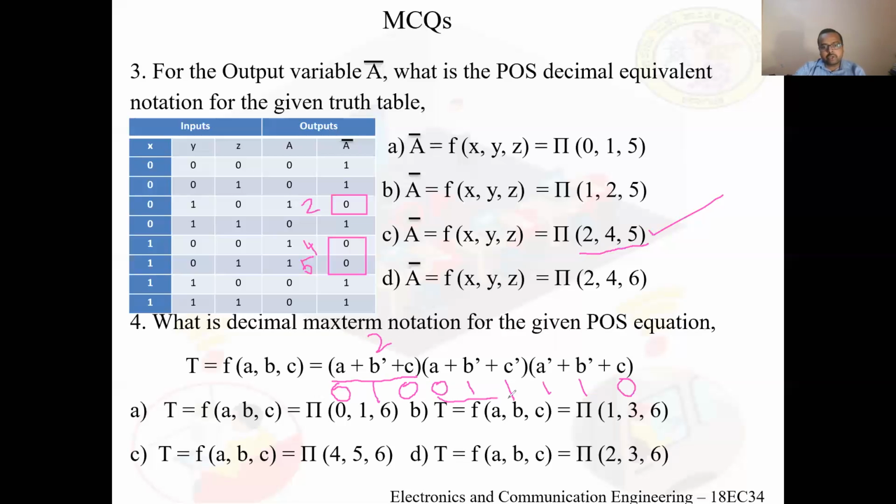Similarly, 0, 1, 1 stands for 3. 1, 1, 0 stands for 6. It should be preceded with a pi symbol. And what are the terms we have? 2, 3, and 6. Where do we have it here? 2, 3, and 6. The option D is the correct answer.